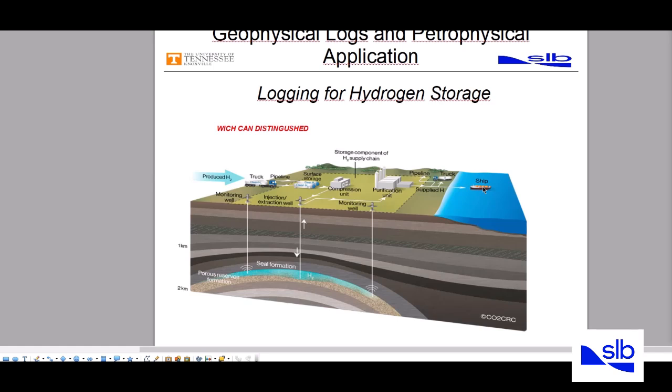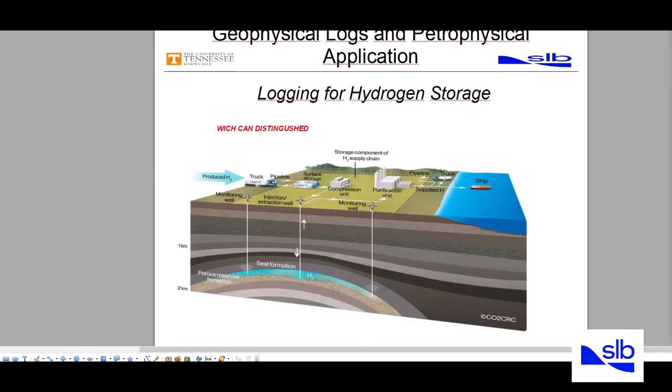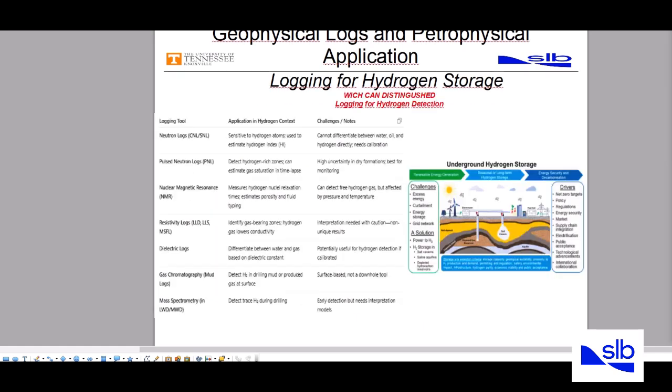white hydrogen. And white hydrogen is also a natural hydrogen that is formed in porous reservoir formation. And in this case we are talking about the porous reservoir formation. So when we are talking about the seal and the storage of hydrogen, we are talking about the sensitivity with different log techniques.